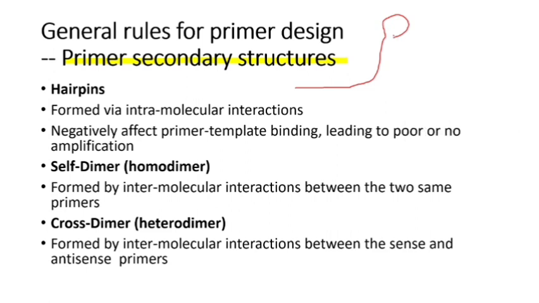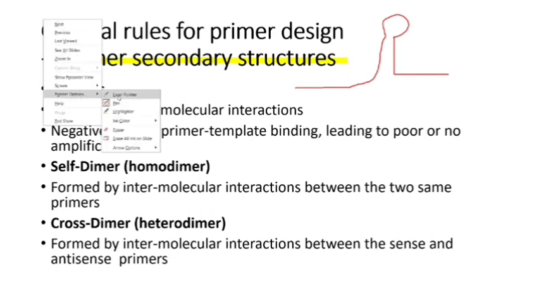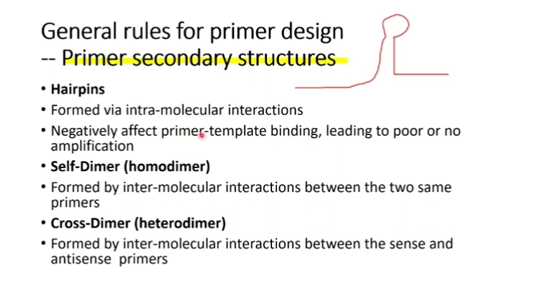It can base pair itself and form a hairpin-like structure. So intramolecular interaction can occur and it can form a hairpin-like structure. You should keep in mind that during primer designing, intramolecular base pairing type of nucleotides should not be there. They negatively affect the primer-template binding and lead to poor or no amplification. If the secondary structure forms, it will not bind to the template and no amplification can be seen.